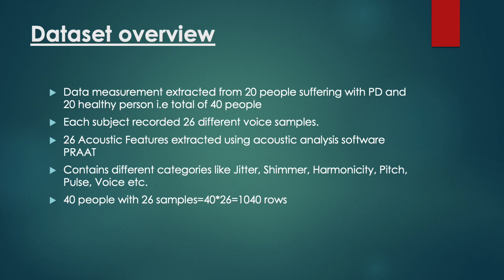26 acoustic features were extracted using an acoustic analysis software called PRAAT. Each contains different categories like jitter, shimmer, harmonicity, pitch, pulse, voice, etc. A total of 40 people gave 26 samples. Therefore, there are 1040 rows.